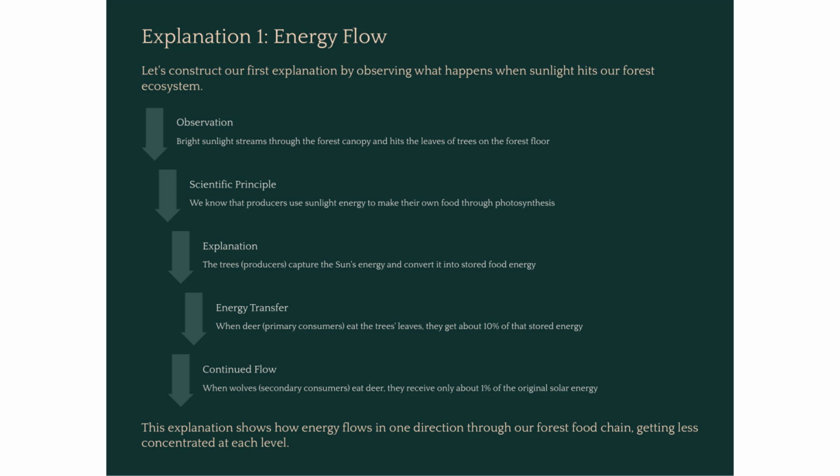Here's our first explanation, focused on energy. We observe sunlight hitting the trees. We know that as producers, the trees capture that energy. A deer eats the tree, getting some of its energy. A wolf eats the deer, getting some of its energy. Our explanation is that energy flows from the sun to the producers and then to the consumers in a food chain, with energy being lost at each step.